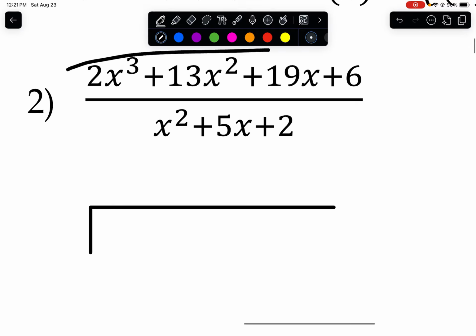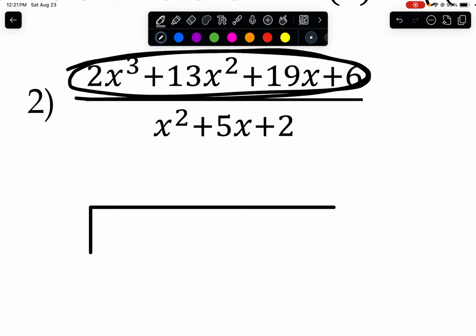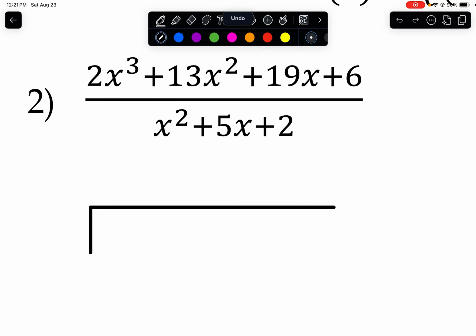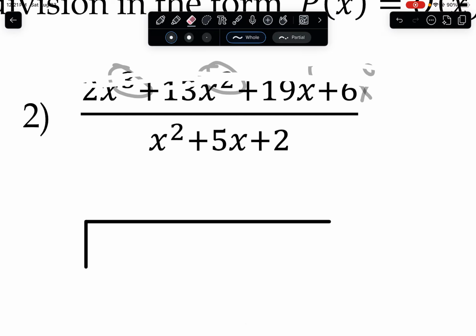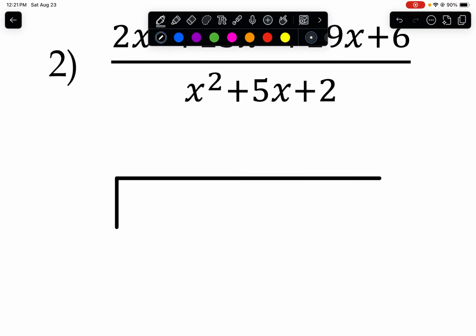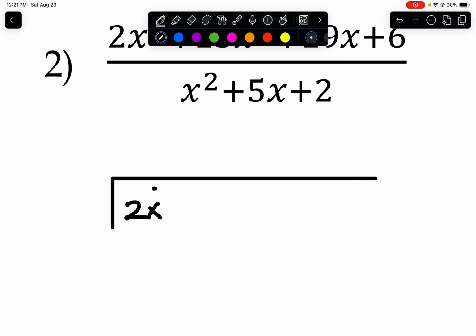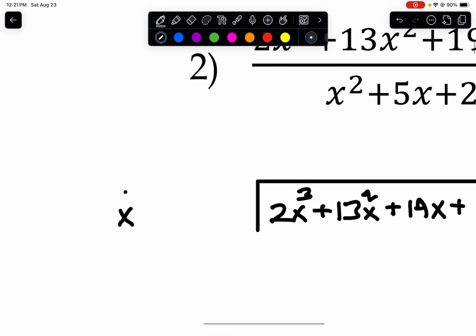And then I'm going to write my dividend on the inside of that house, but it has to be in descending order with any 0 coefficients as needed. So I go from 3, 2 to a first power to a 0 power, so I'm already in descending order when it comes to polynomials. So I'm just going to copy it as is. So 2x cubed plus 13x squared plus 19x and plus 6. And then I'm going to rewrite my divisor on the outside over here. So x squared plus 5x plus 2.